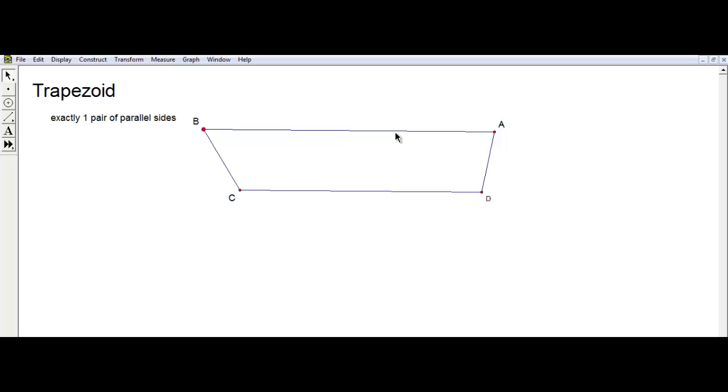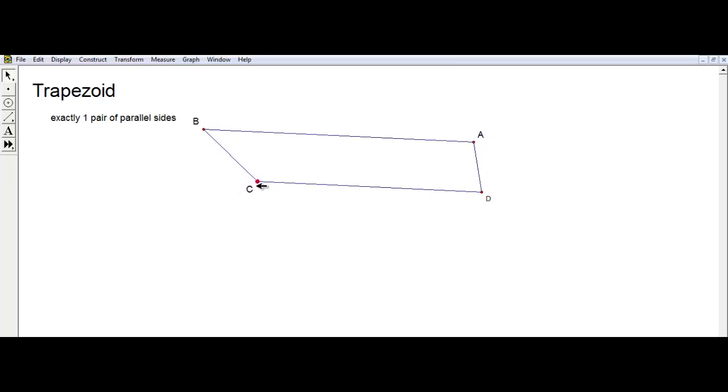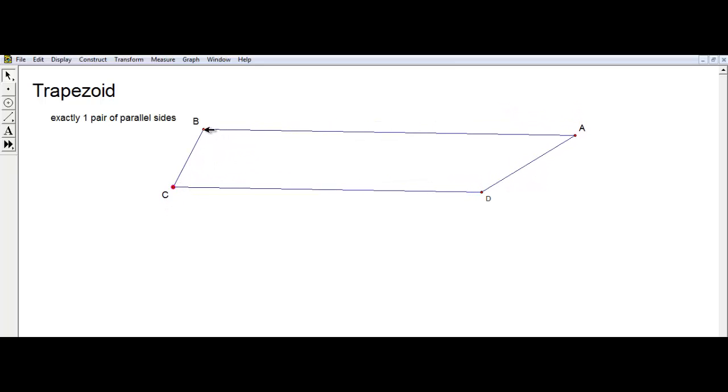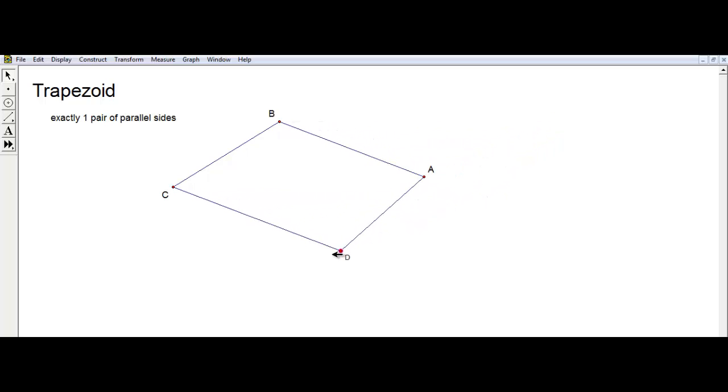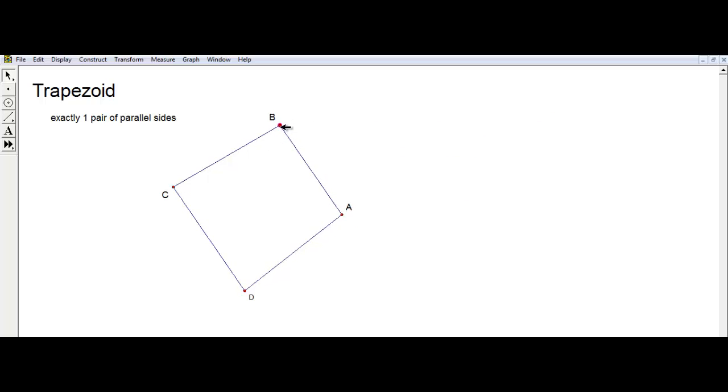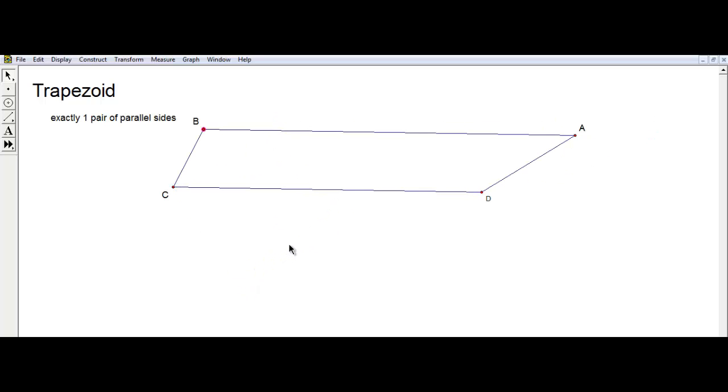So as long as we have our two bases parallel, and in this case AB is parallel to CD, then we have a trapezoid. Okay, remember that you can rotate trapezoids, so it doesn't have to have the base parallel to the horizontal. Let's take this back to the way we're used to.